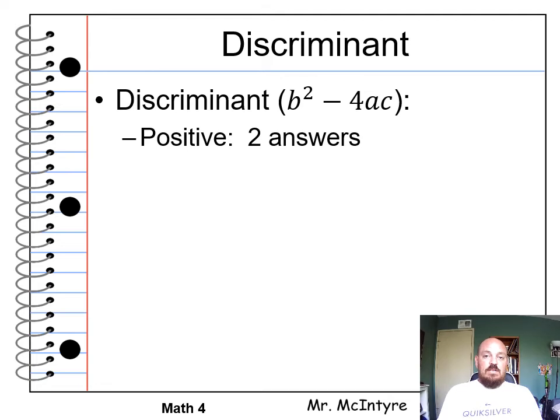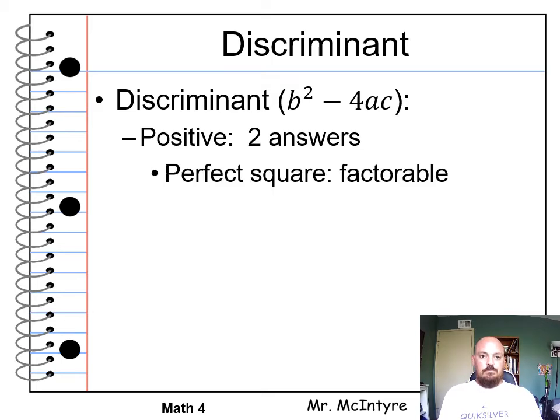So if you do b squared minus 4ac and you get a positive number, there are going to be two answers, period. If you get a positive number that's a perfect square, then it's actually factorable. And that's good to know. Remember, I told you back on the last slide, sometimes you're not sure if it's factorable or not. If you do b squared minus 4ac and you get any perfect square, that means 1, 4, 9, 16, 25, 36, any whole number squared, that tells you it's factorable.